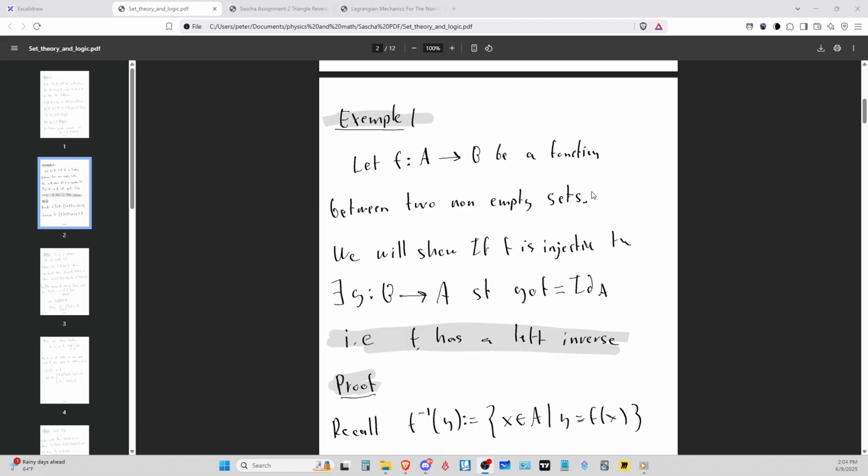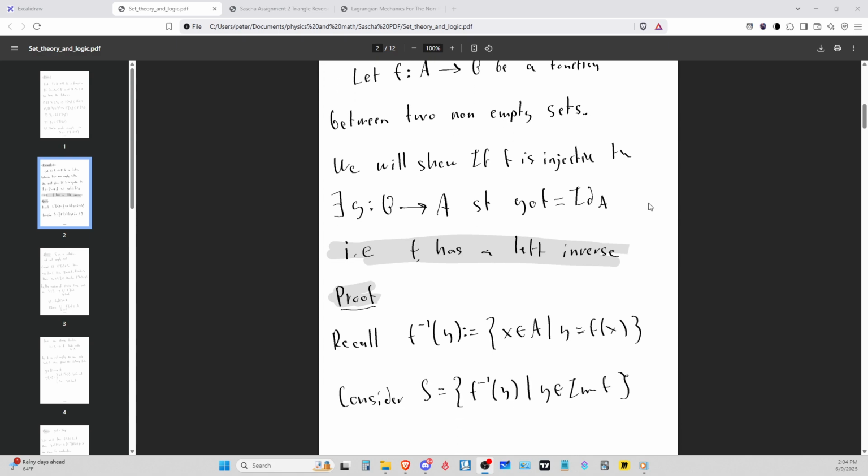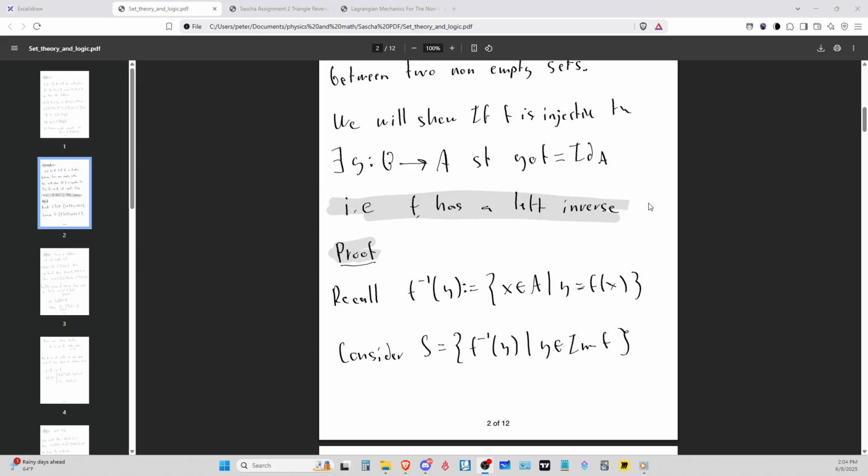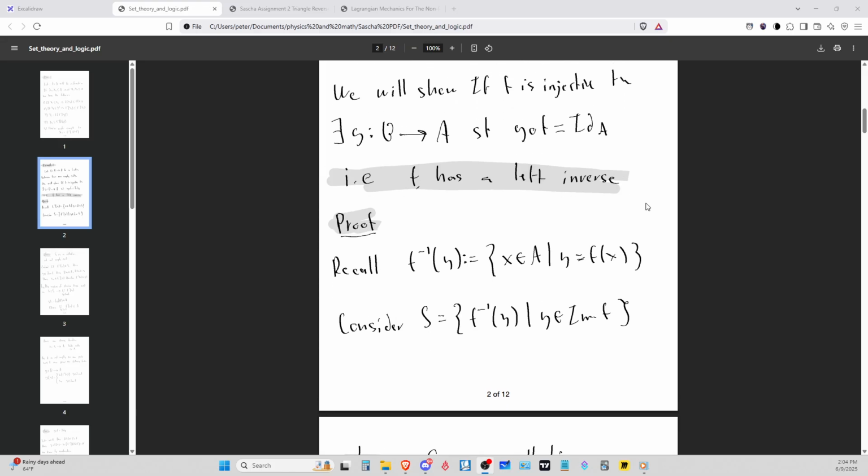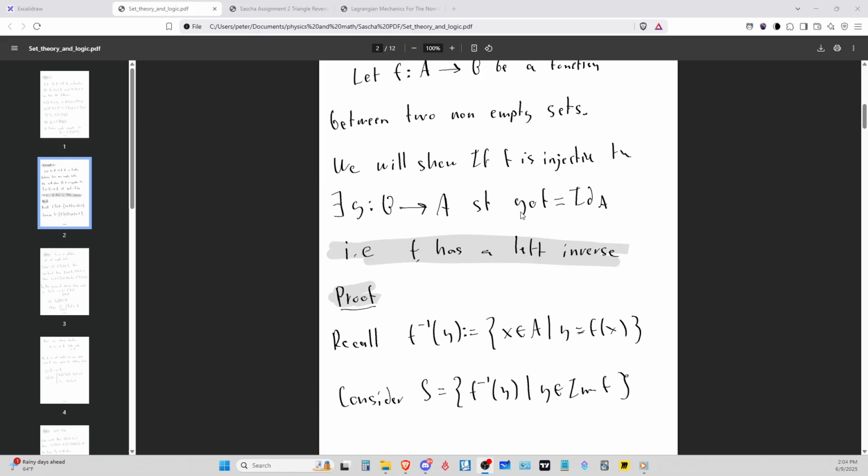Good. Okay, so let f go from A to B be a function between two non-empty sets. We will show if f is injective, then there exists a function g from B to A such that, I think this is the composite, the composite g after f is the identity of A. And I think we can also have the book.